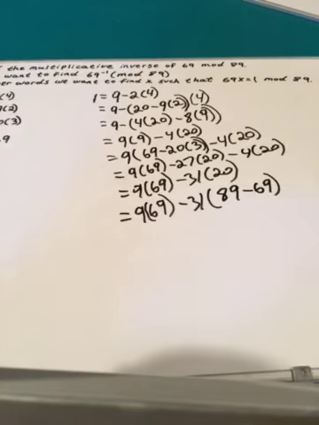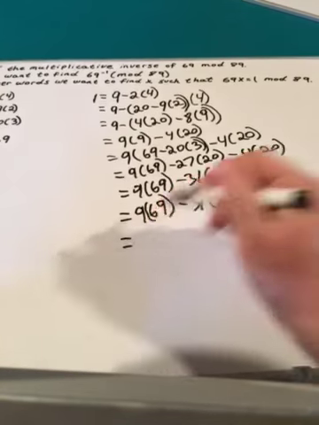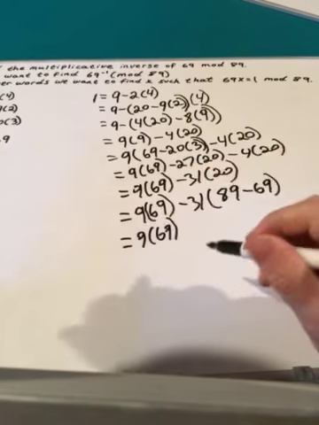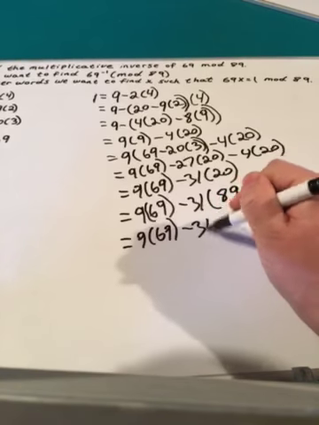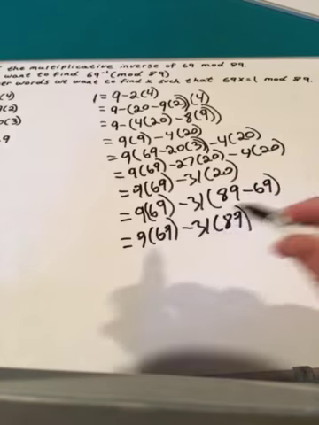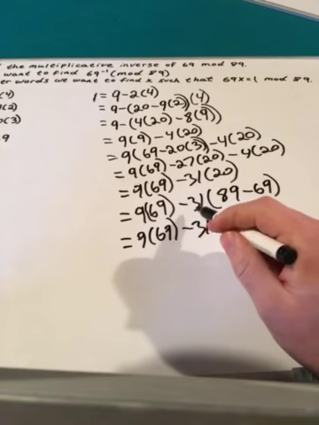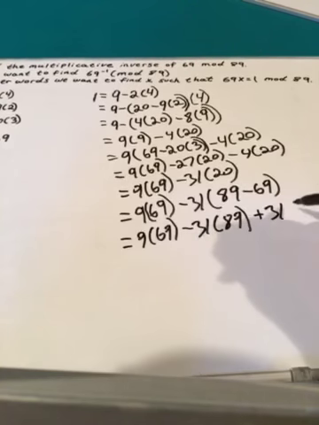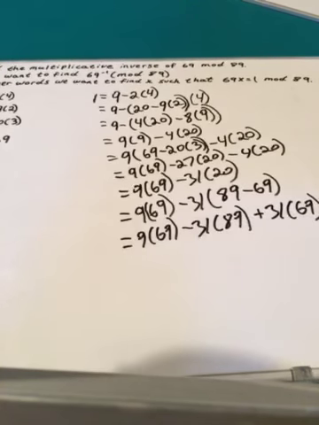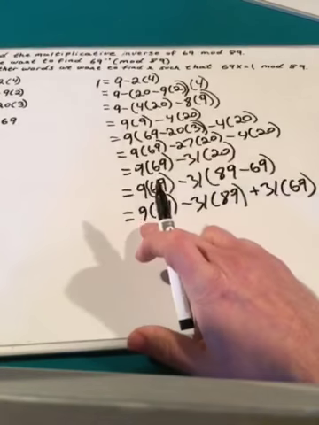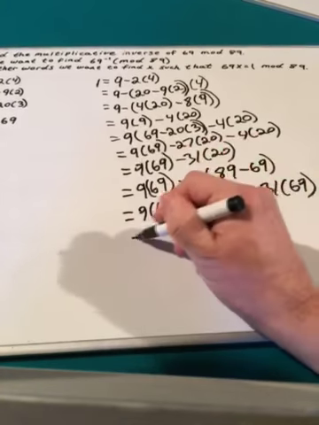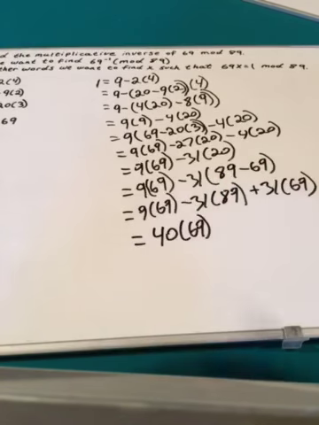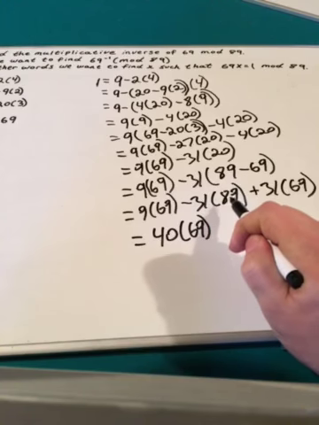All right, so this is equal to, how many 69s do we have? We have 9 69s here. And then we have minus 31 89s. And then minus 31 times a minus is going to be plus 31 69s. So we have how many? Well, it's 9 69s and 31 69s. So that's equal to 40 times 69. And then we have minus 31 times 89.